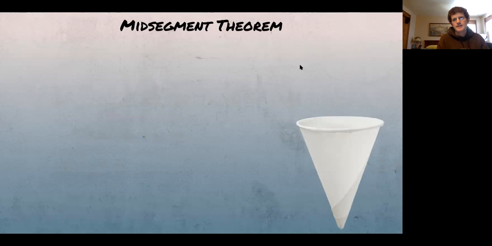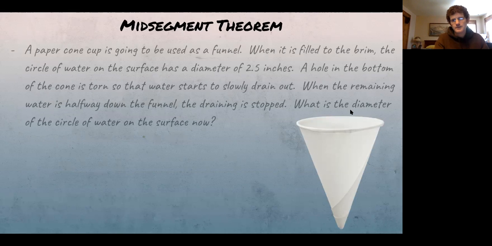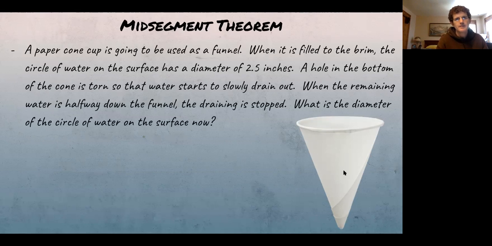All right, now on to today's lesson. We've got a paper cup, you can just see that right here. We're going to use this paper cup as a funnel. First of all, it's filled to the brim, and the circle of water on the surface has a diameter of 2.5 inches. Then we tear a hole in the bottom and drain the water out a little bit at a time. When the water is halfway down the funnel, the draining is stopped. What's the diameter of the circle of water on the surface now? You can answer if and when you're ready, just what your intuition tells you.